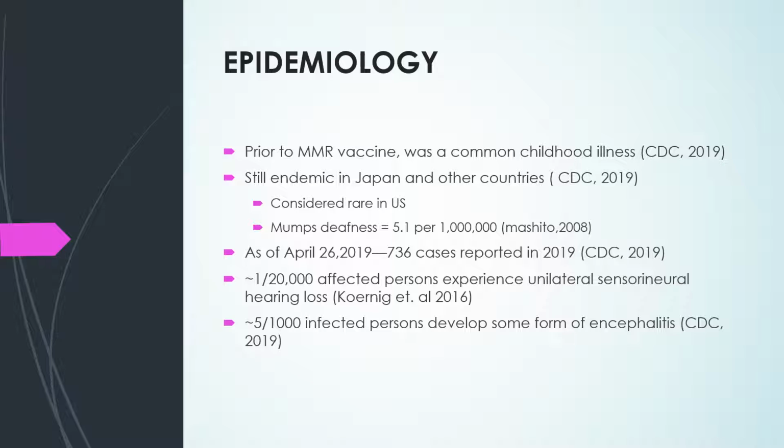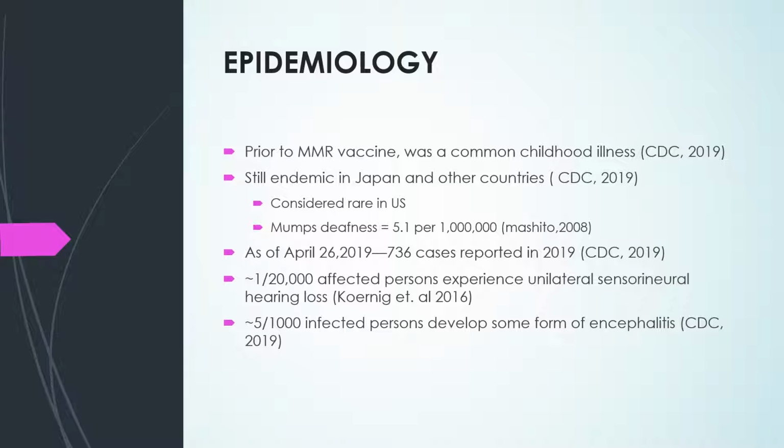So epidemiology. Prior to the MMR vaccine, it was a very common childhood illness. Still an epidemic in some countries due to them not administering the MMR vaccine. So, like I was saying earlier, Japan is one of those countries. It's considered to be rare in the United States. Mumps deafness is said to occur in every 5.1 per 1 million cases. So, again, very uncommon, and hearing loss is just due to a complication of mumps.